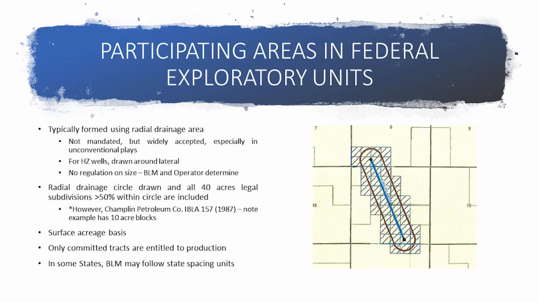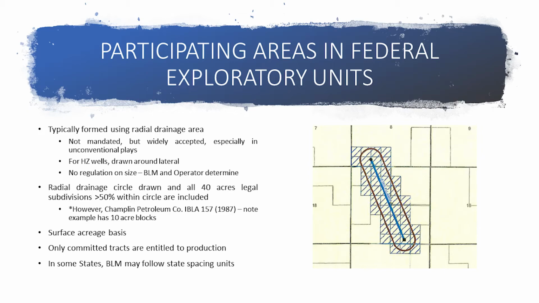It is on a surface acreage basis, but only committed tracts are entitled to production. We'll talk a little bit about an example in a few slides about what you would do with an uncommitted tract, somebody who hadn't joined the federal unit. But it is on a surface basis, and you could cut committed tracts out, just like you'd say cut out an NPRI owner in Texas or another state.